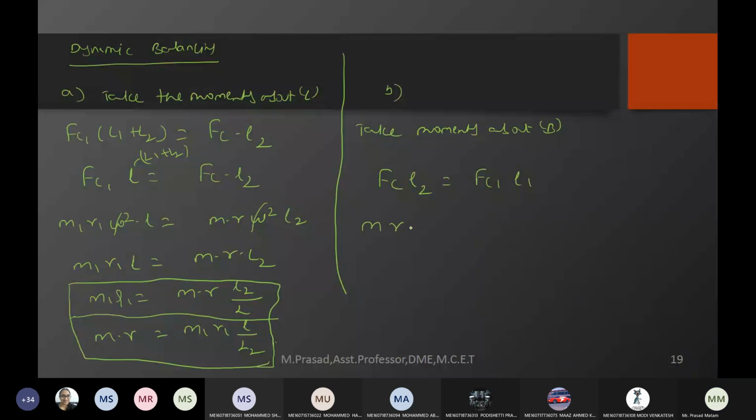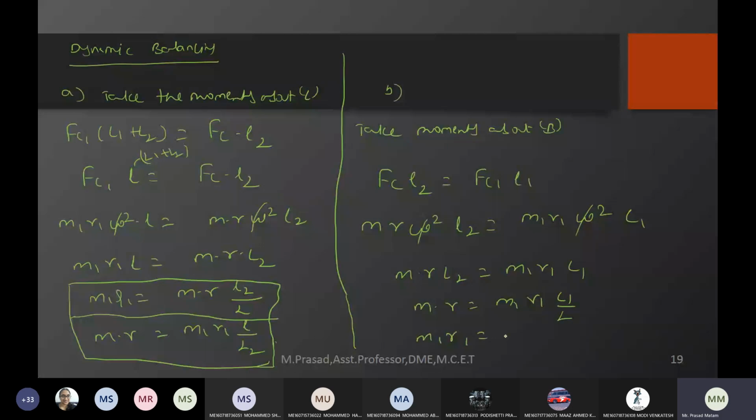Fc is nothing but m r omega square, so m r omega square into L2 is equal to Fc1, that is M1 R1 omega square into L1. Omega will go away. M into R into L2 is equal to M1 R1 into L1. So from this I can get M into R, nothing but M1 R1 into L1 by L2. Or if I want M1 R1, that is M R into L2 by L1. Got it? This is how I can get all the values of disturbing mass and balancing masses.